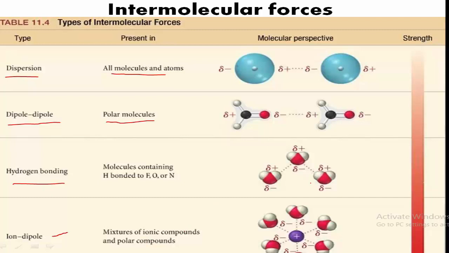Just go through this, and here you will observe the strength. In the case of dispersion or London force, the strength is very weak, and in the case of ion dipole force, the strength of that force is very strong. So the weakest force is dispersion or London force, and the strongest is ion dipole or ionic interactions. So just remember these types of intermolecular forces.